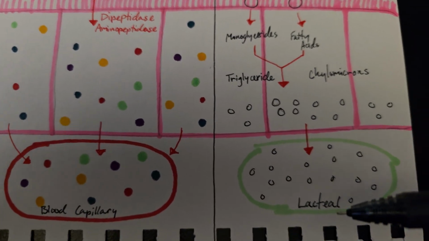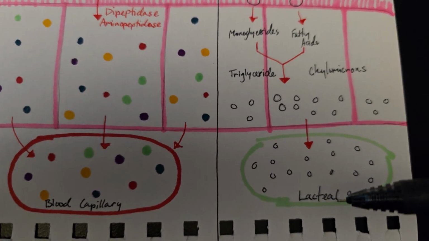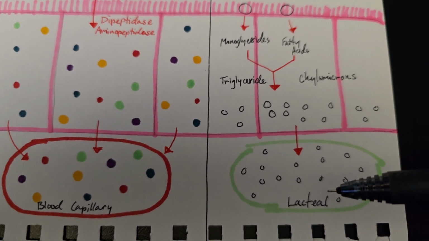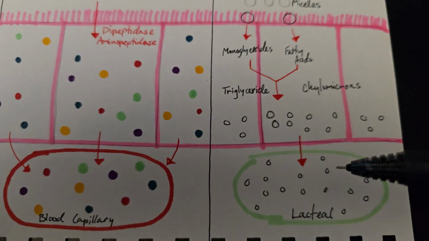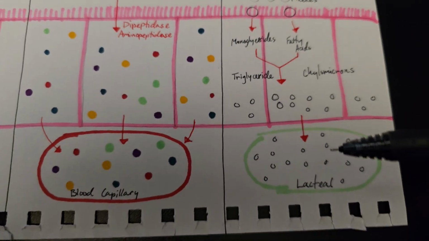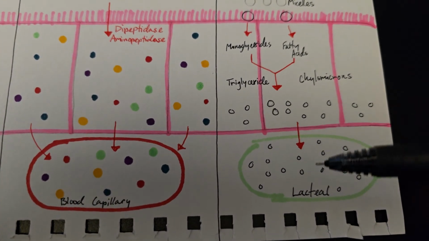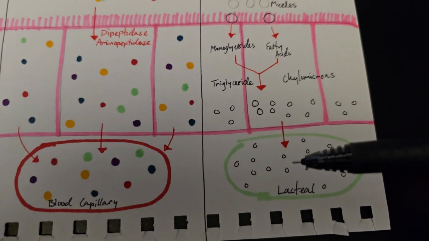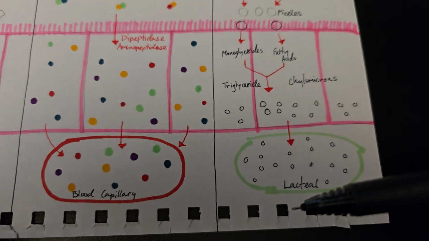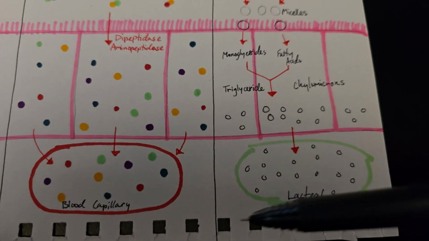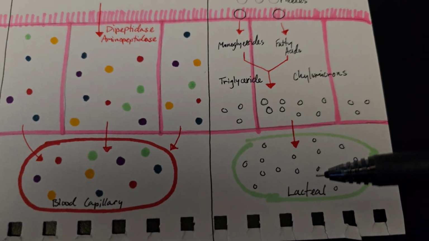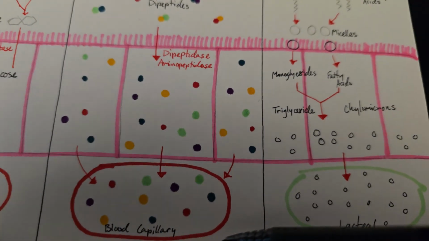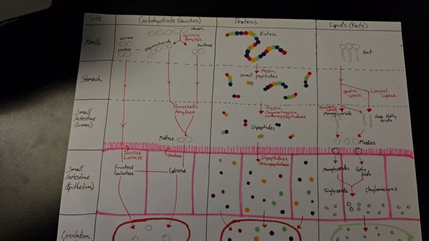the lacteal, a small lymphatic vessel, and this is what's going to absorb the lipids and any other fat-soluble vitamin. It's because those fats are too large for the blood vessels to directly absorb. So it'll go through the lymphatic system first, and then eventually end up in the bloodstream or the blood capillaries. So there you have it.